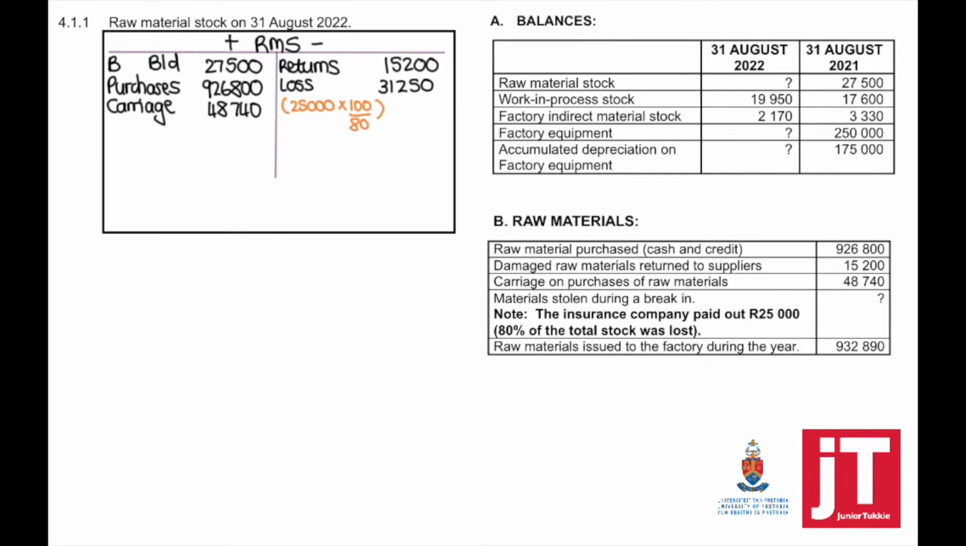Then he says, raw materials issued to the factory during the year, 932,890. This means it must be subtracted. Now we can calculate the balance at the end. Take the debit side, if you're doing a T account, minus the credit side, equals 23,700. Now, just for the purpose of understanding, I've included details, but you don't need to show any details. You just need to show what is it that I need to add, what is it that I need to subtract in order to find a balance at the end.